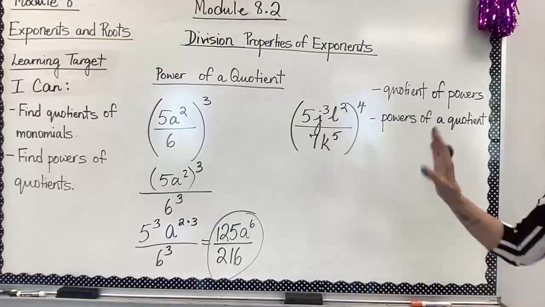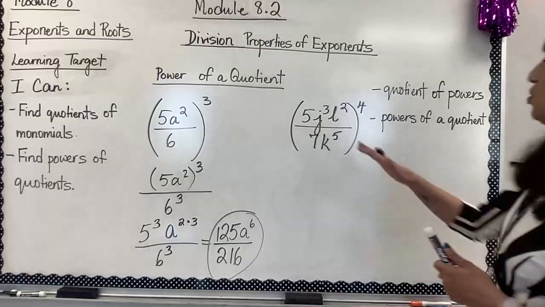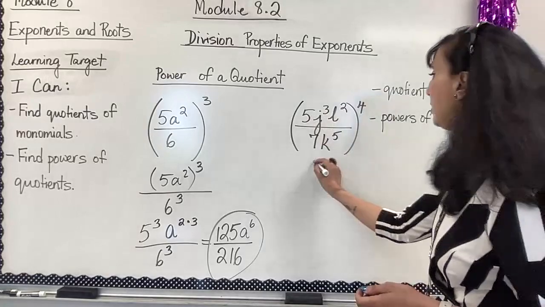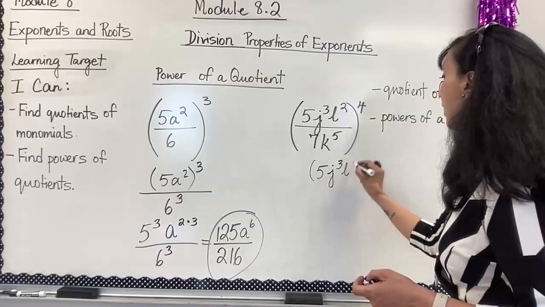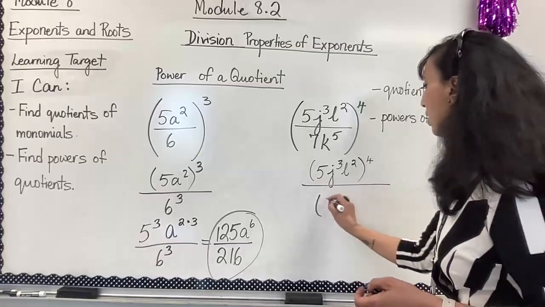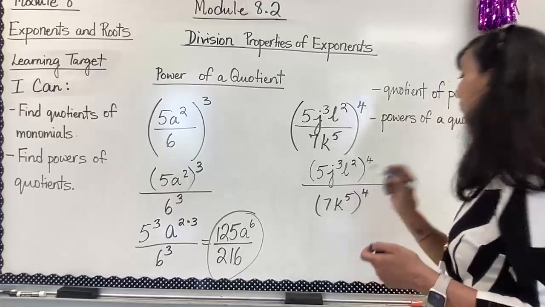All right, let's do the next one. And we are again going to use all our properties. So we have, I'm just going to look at this straight up. And I know that this is going to be 5j cubed L squared to the 4th power over 7k to the 5th power to the 4th power.